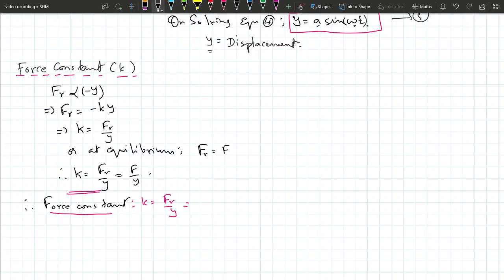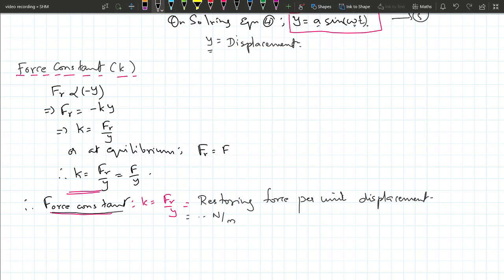That means it is known as the Fr. What is Fr? It is nothing but the restoring force per unit displacement. You can write like this: Fr is the restoring force. So restoring force per unit displacement is called the force constant. Okay, so the unit is again Newton per meter.